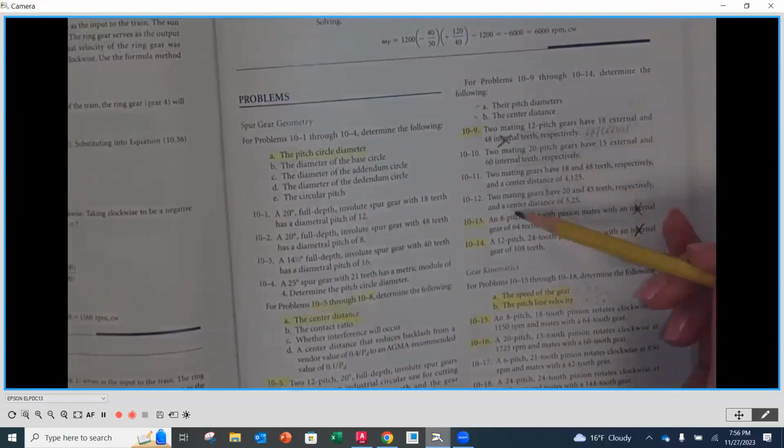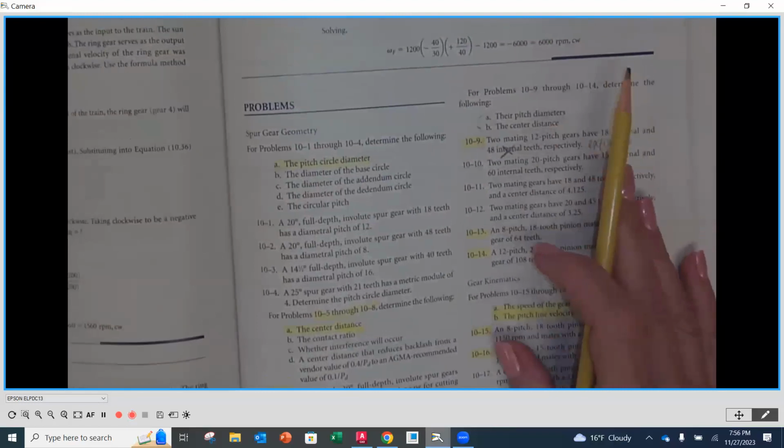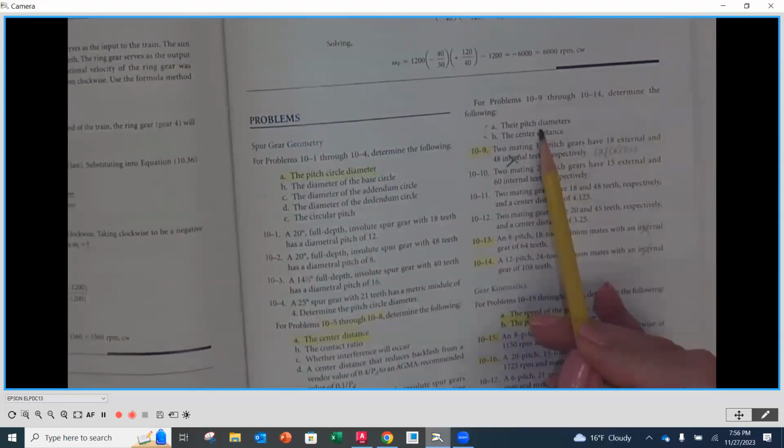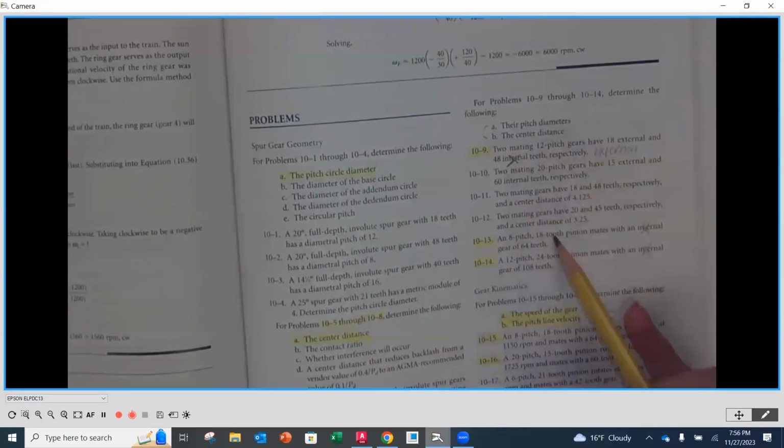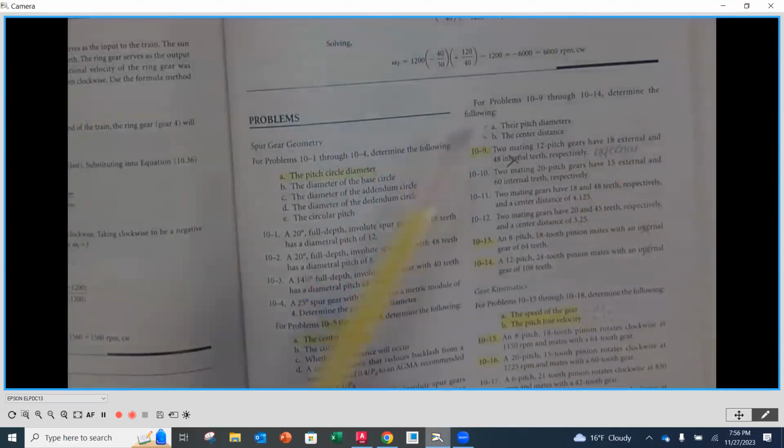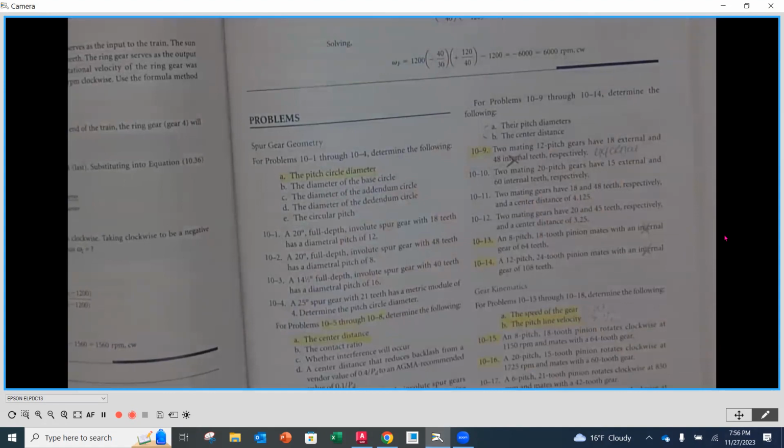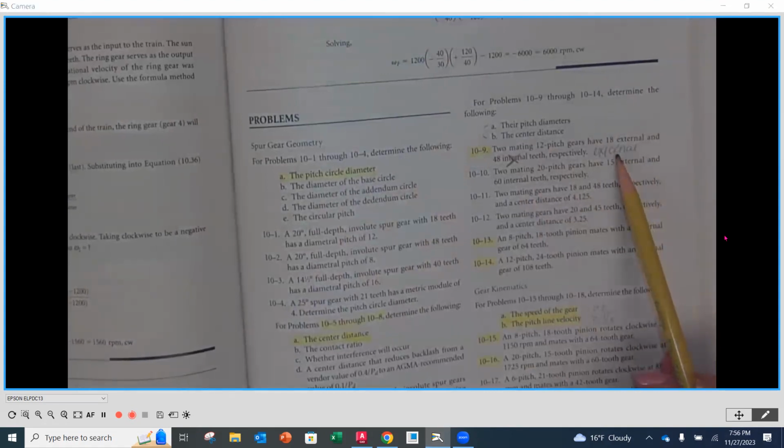Then numbers 9, 13, and 14. Here we want to calculate the pitch diameter and the center distance for the description here. For each one of these, they have internal gears referenced. You want to only do external gears. Okay, we're just going to do external. So external gears for number 9, 13, and 14.